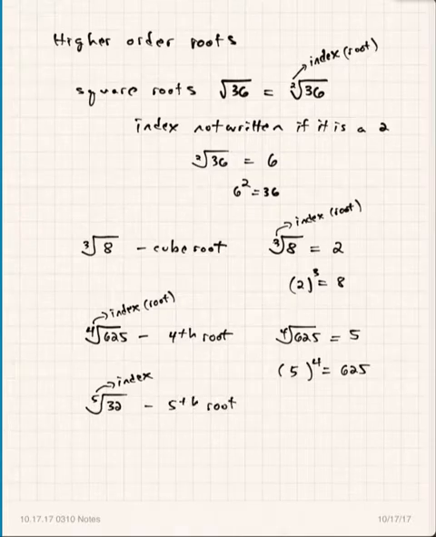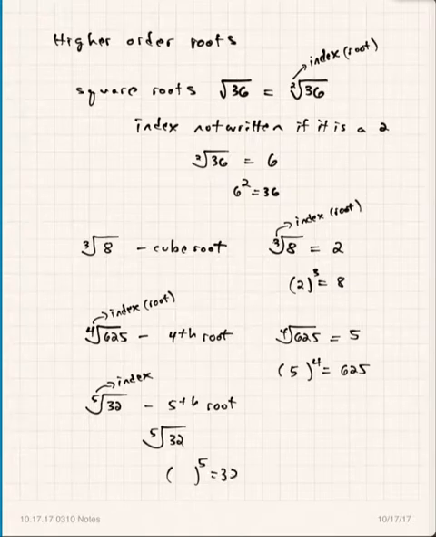And so we're looking for a number that when you raise it to the fifth power, right, what number raised to the fifth power gives you 32? And the answer to that is 2. And so the fifth root of 32 is equal to 2. All right? And so that's what we're talking about with roots, higher order roots. And we'll talk about third roots, fourth roots, and fifth roots in this section.